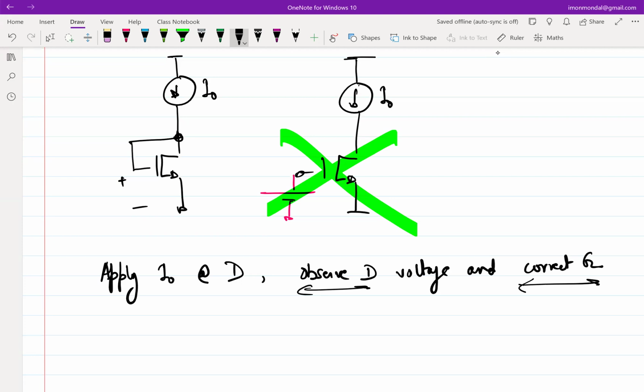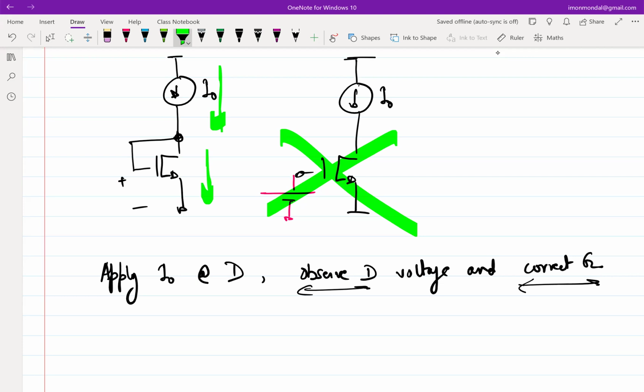If we were not biasing it in such a way that the current drawn by the transistor and the current pushed by the current source match. Ultimately, the whole purpose is to ensure that these currents match while keeping the transistor in saturation. If they don't match, we have to take some corrective action. The corresponding corrective action in this case was: if the drain moves up, the gate has to move up. We'll have to ensure that the gate moves up.